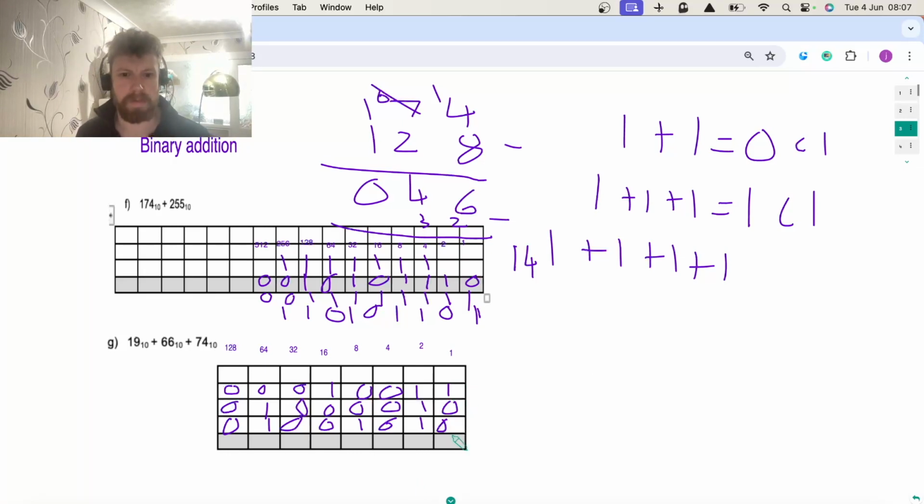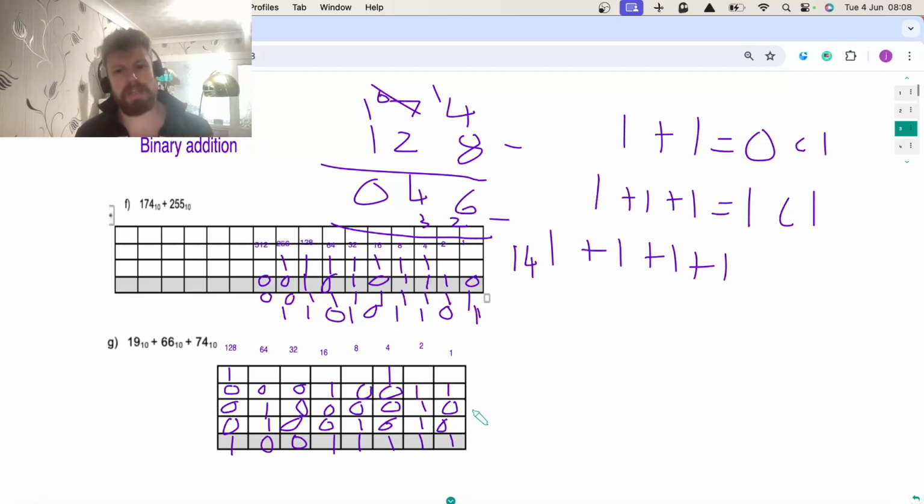So 1 plus 0 plus 0 is 1. 1 plus 1 plus 1 is 1, carry the 1. 1 plus 0 plus 0 is 1, 1, 1, 0. 1 plus 1 is 0, carry the 1. Then finally got that there, okay? And that's how you do that with 3 numbers.